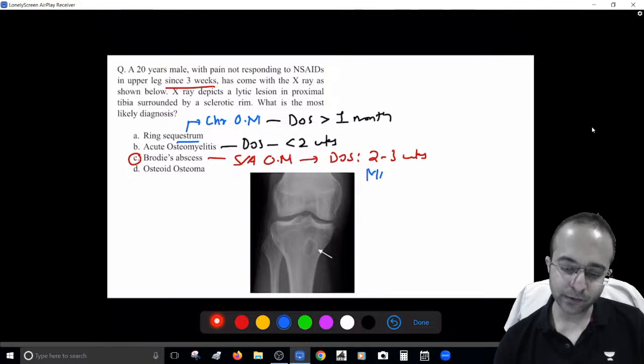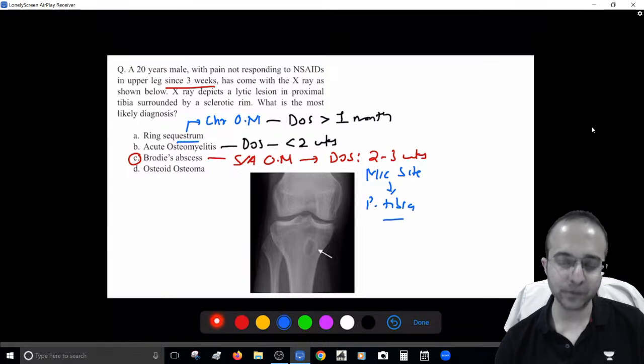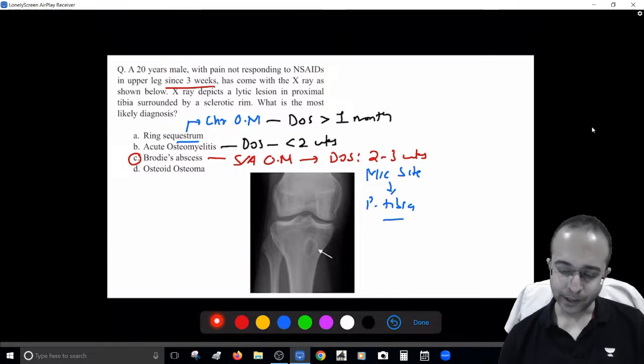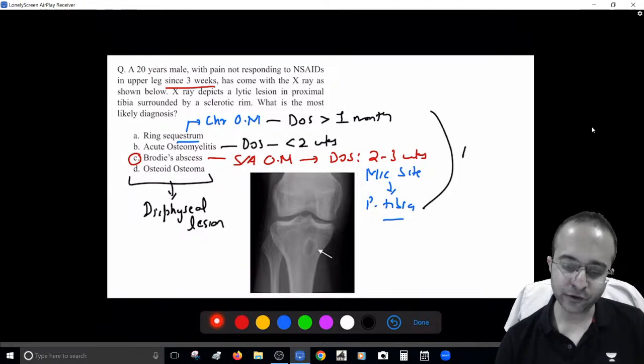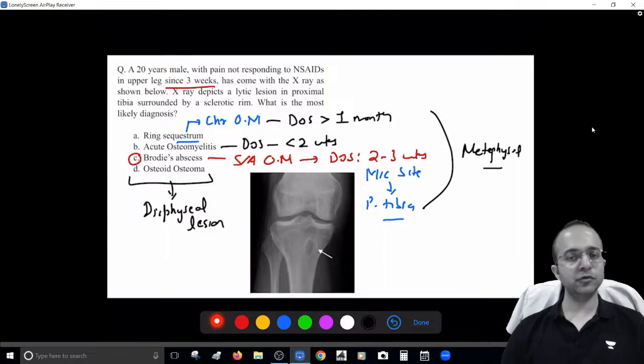In Brodie's abscess, the commonest site tends to be the proximal tibia. So this is again the commonest site for Brodie's abscess. And guys, osteoblastoma is totally out. It is a diaphyseal lesion. Please, infections are metaphyseal lesions. So this is a metaphyseal lesion. So osteoblastoma is out because this is not a diaphyseal lesion.